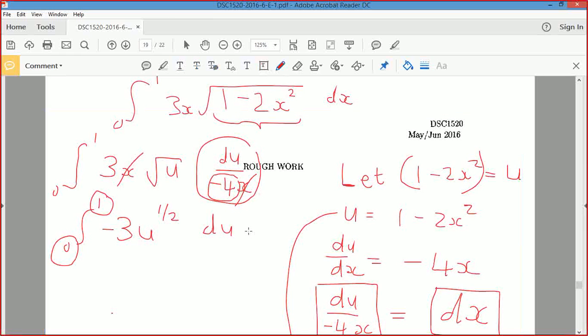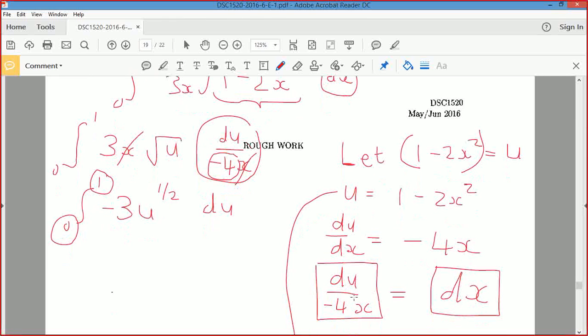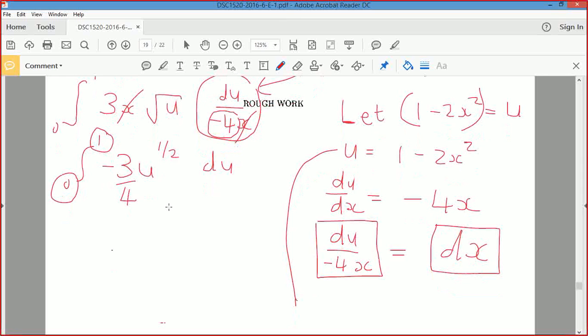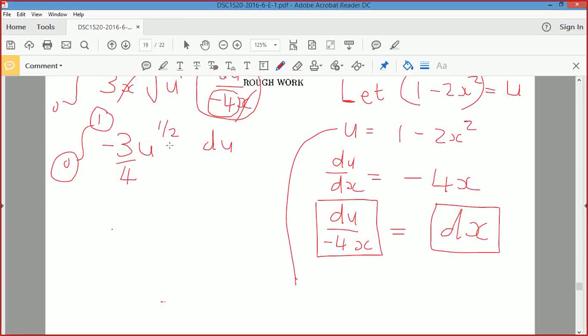Okay, so let's start back where I had the du. I had the right dx. The dx here was du over minus 4x. So that goes in, that's fine. Then I said we cancelled the x, which was right. Then I'm left with 3 over minus 4. Okay, so I can leave the minus there. I'll just put 3 over 4 there. And then I've got u to the 1 over 2. Okay, that's fine. Alright, so now I need to do the integration.